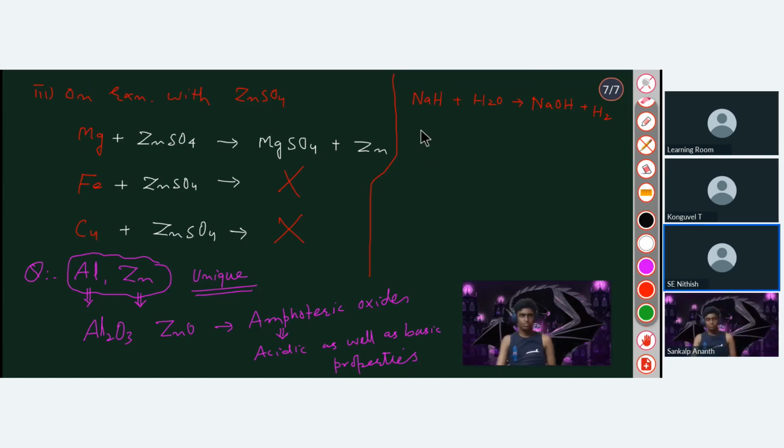If I give you this reaction, magnesium nitride plus water, can you tell me the product? No, it will be magnesium hydroxide. And next will be what? It will be ammonia. Very important. Okay, can you balance it? Just try to balance it.